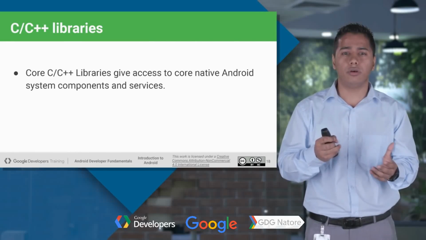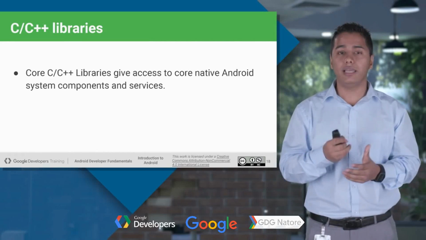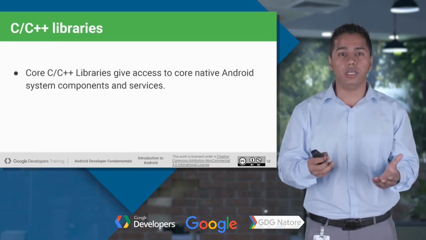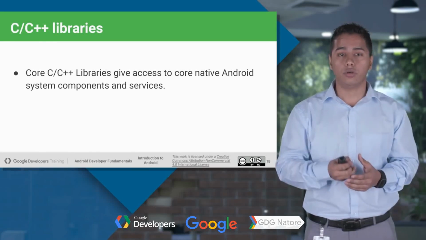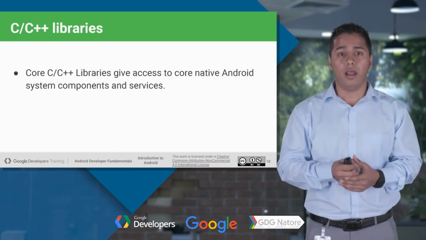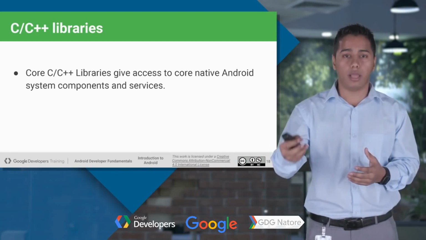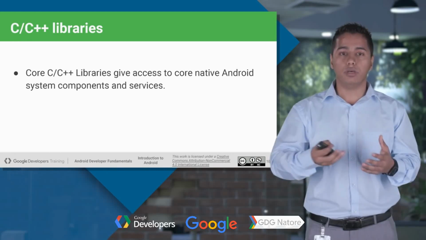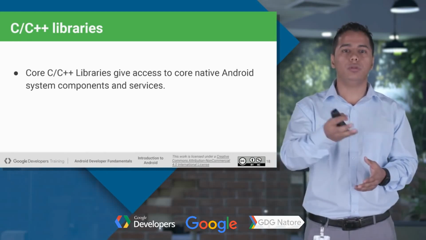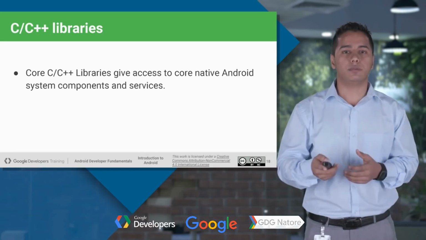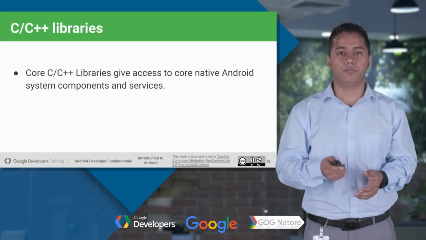This will contain all your high-end libraries like graphic libraries, OpenGL, Secure Sockets Layer, SSL, and WebKit. So all those libraries which are very hard to write in Java and easy to write in C and C++, you will be using inside the C and C++ or native library section.